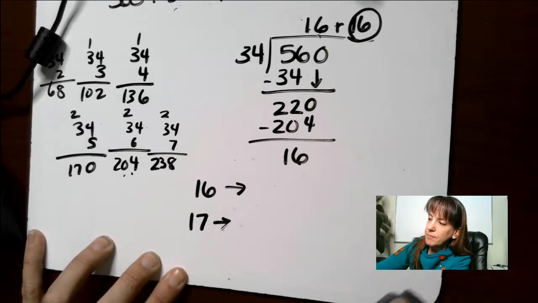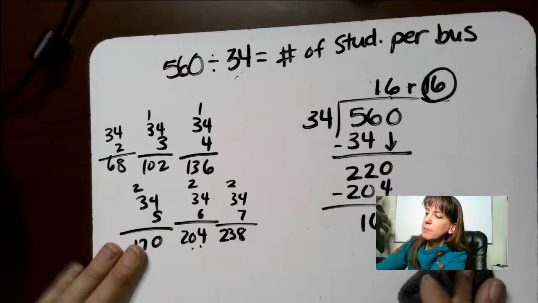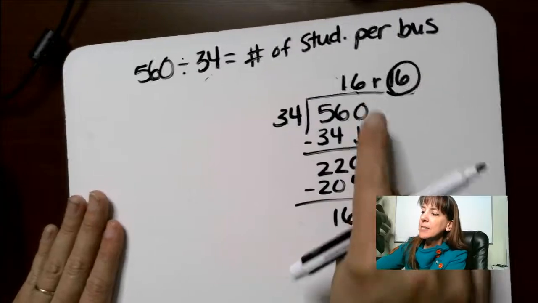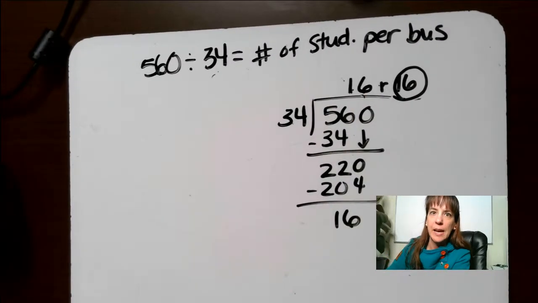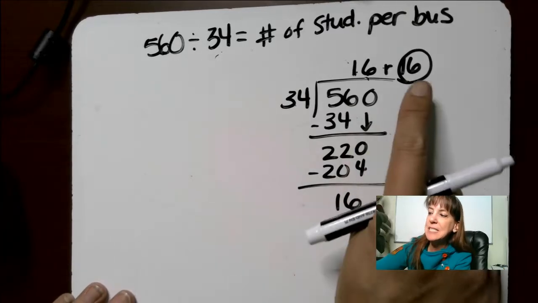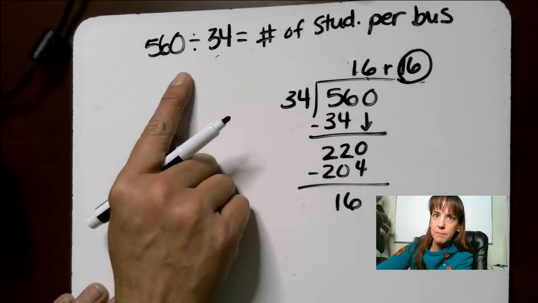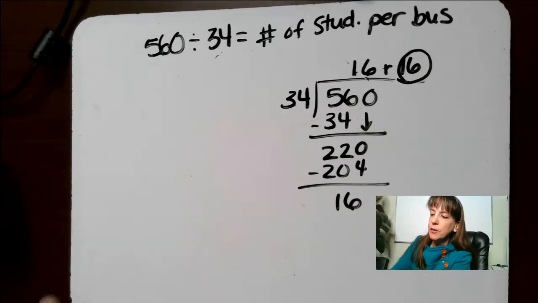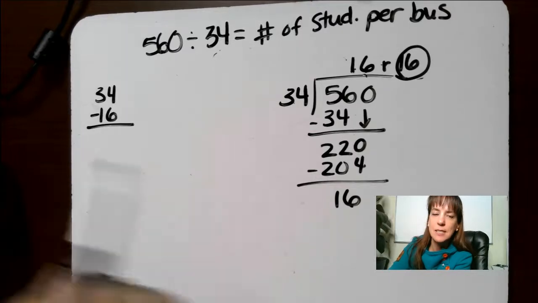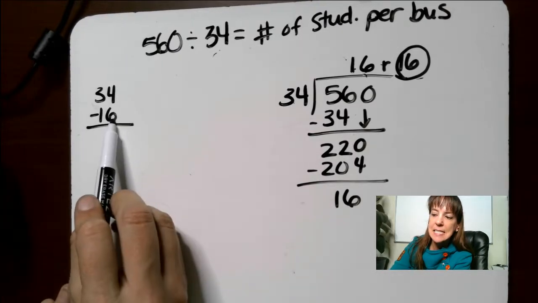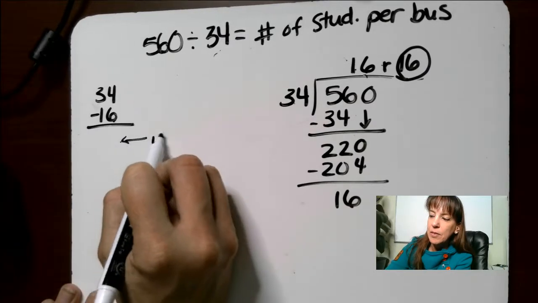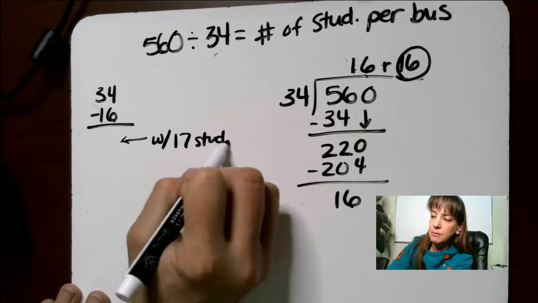So let's come back. All right, I'm going to erase my work here. I don't think I'm being very clear about this, so I'm going to try again. We have 16 students on every single bus, but then we have 16 we have to divide up among 34. So if we take 34 and minus the 16 students, the answer here is going to be the buses with 17 students.